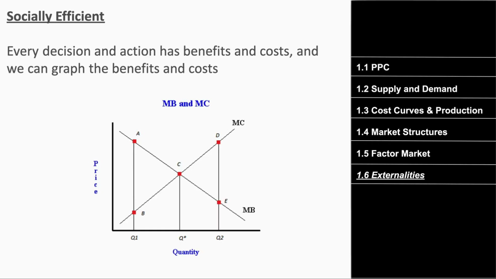Now we can talk about externalities. Every decision you have, every action, every policy, has benefits and costs, and we can graph those benefits and costs right here. This is the externalities graph. Here is a marginal benefit, a downward sloping curve. Here, we have an upward sloping marginal cost curve, and then we have equilibrium here. This is price, and this is quantity.